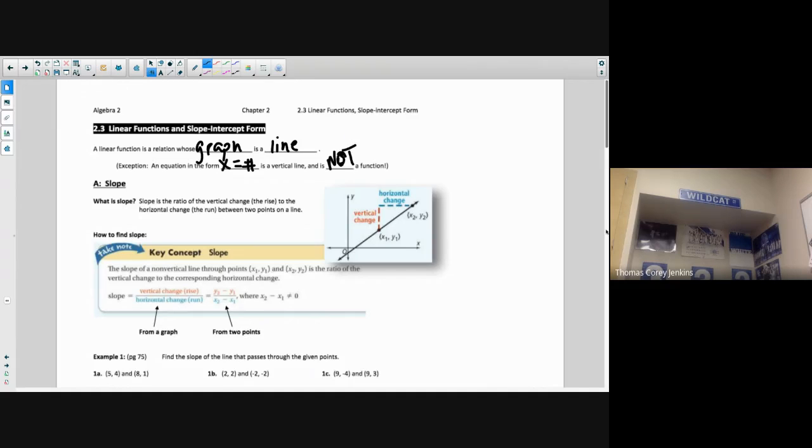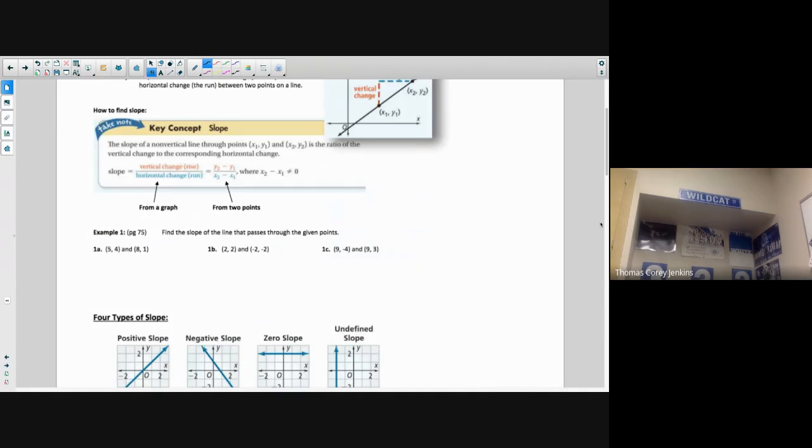So first we're going to talk about slope. I'll do a couple examples. Example 1 says find the slope of a line that passes through the given points. It reminds us of the slope formula here. The difference in the y's over the difference in the x's. Okay, so for this one, I'm going to go m equals 1 minus 4.